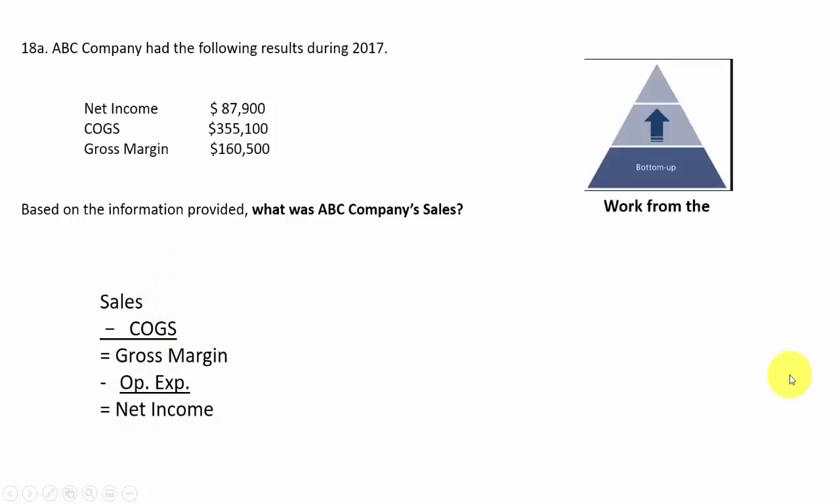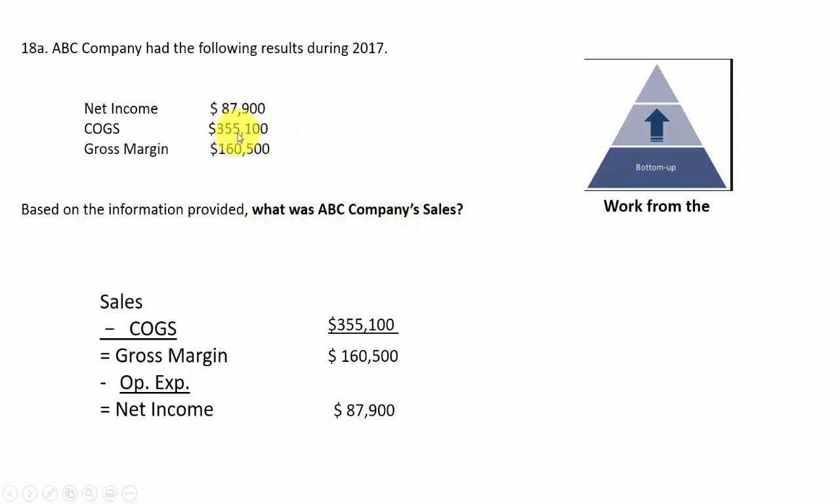The first thing we're going to do is, like I said, work from the bottom up. So we're going to put in the income first. Net income is at the bottom, $87,900. Next, we're going to put in gross margin, which is $165,000. If we wanted to, we could figure out right at this point what operating expense would be, which would be the difference between gross margin and net income. We didn't figure that out, but we could if we wanted to. But it's really not necessary, since the question just wants to know what sales are.